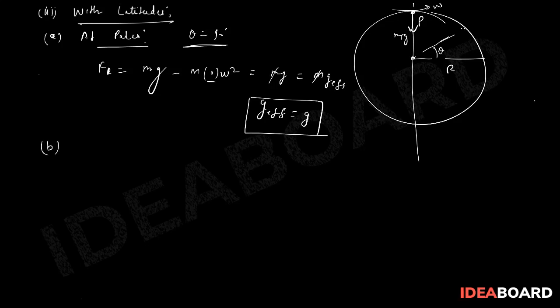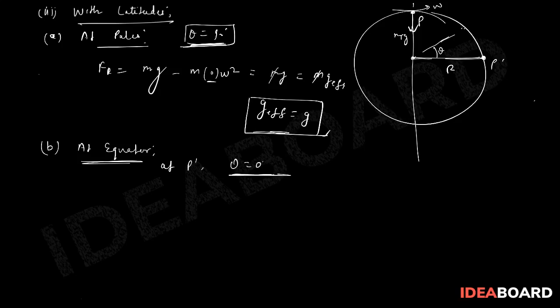But at the equator, if you substitute theta equal to 90 degrees in the bigger expression, you will get the same value. You can try and check. At the equator, that means you are at this point, let's say P dash. So at P dash, what I can observe is theta is equal to 0. If you substitute in the expression, you should get the same result that I am going to achieve.